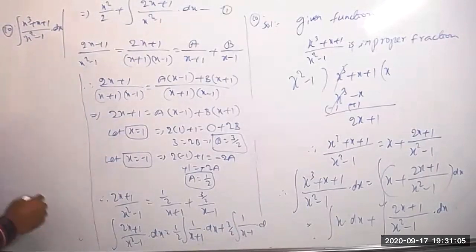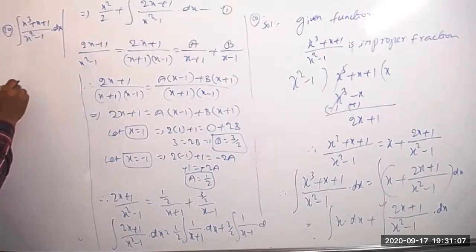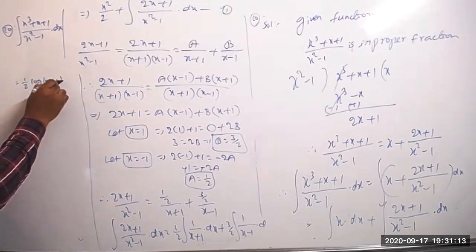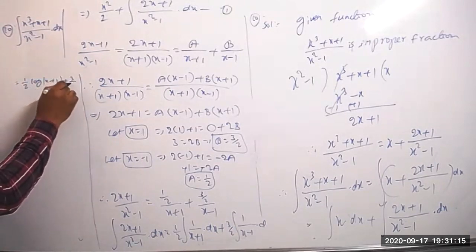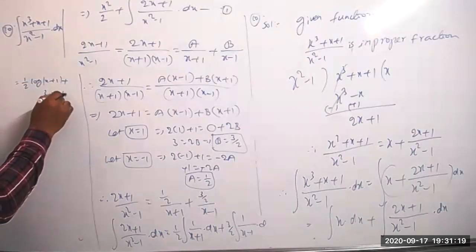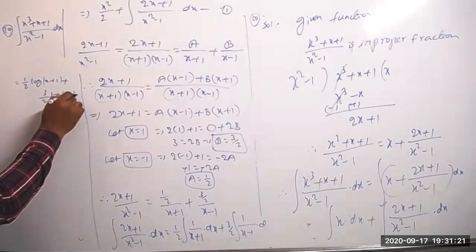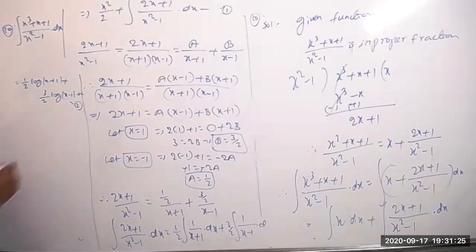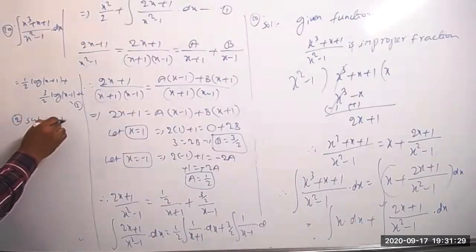The second term, I can write as 1 by 2 into log modulus of x plus 1 is the one thing, plus 3 by 2 into log modulus of x minus 1 is the second one. This is equation number 2 you can take. So you can substitute 2 in the first equation.